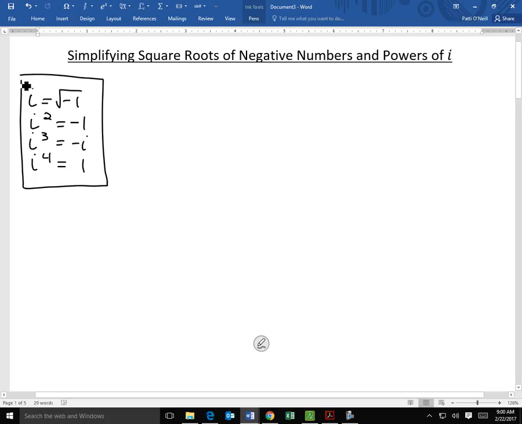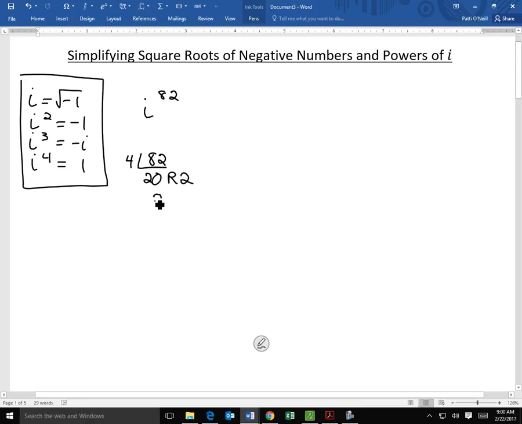So I might ask you to do an example like this, i to the 82nd. Now, if we know that these repeat every group of 4, every power of 4, I'm going to take the existing power and I'm going to divide it by 4. 4 goes into 8 2 whole times. 4 can't go into 2, so I'm going to put a 0 there. And this is the old-fashioned remainder 2.